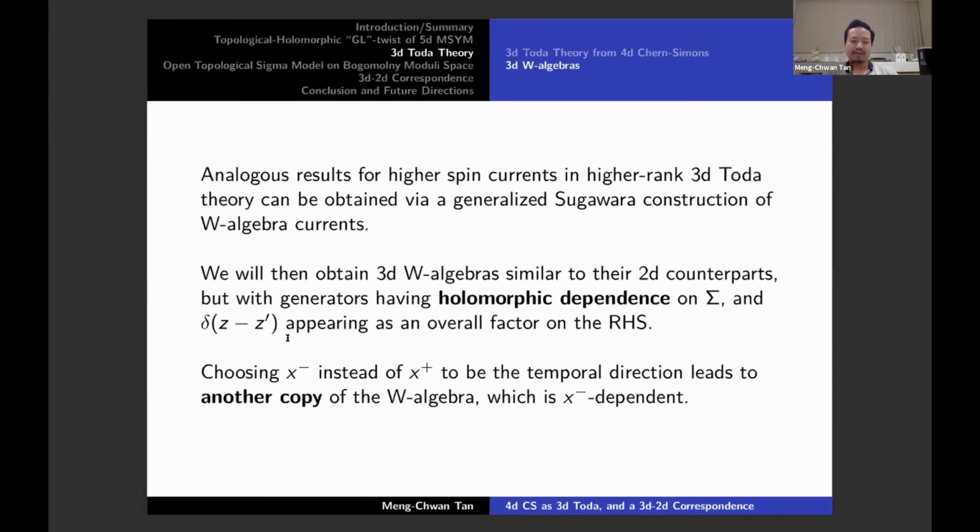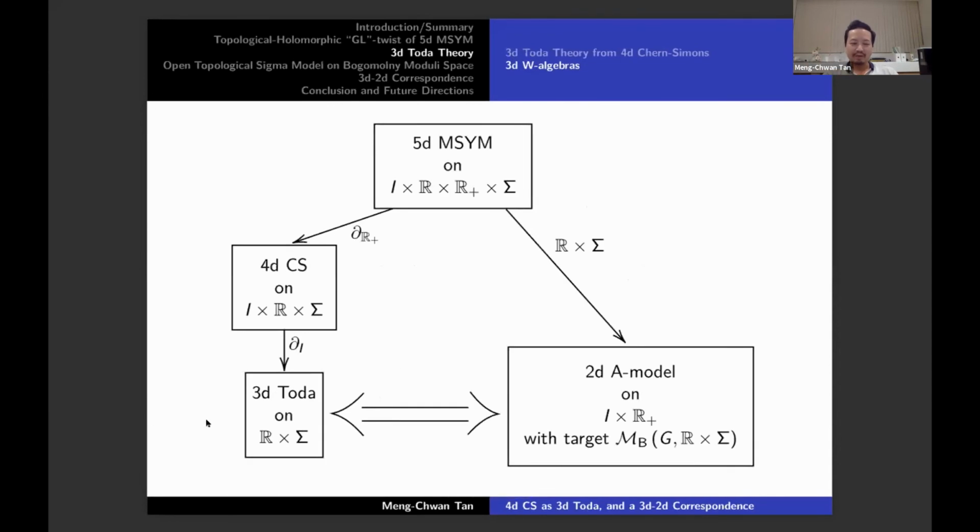And the origin of such a factor can be attributed to the fact that you are coming from a boundary theory of a 4D Chern-Simons theory as holomorphic along sigma, okay? If we choose x plus to be the temporal direction, we'll get another copy. So it means that this choice of the temporal direction is free: you can choose x minus or x plus, you still get the same thing. So that's nice. So we have found this part here.